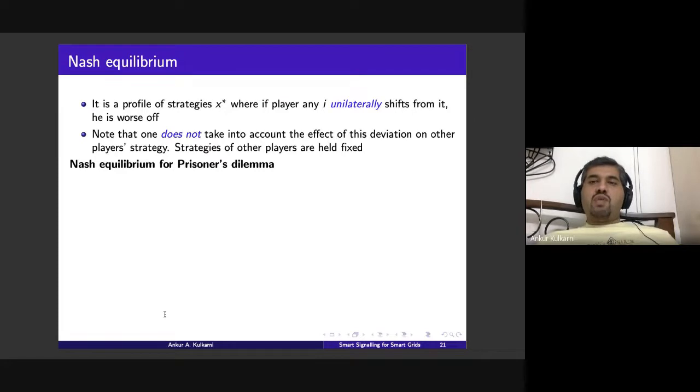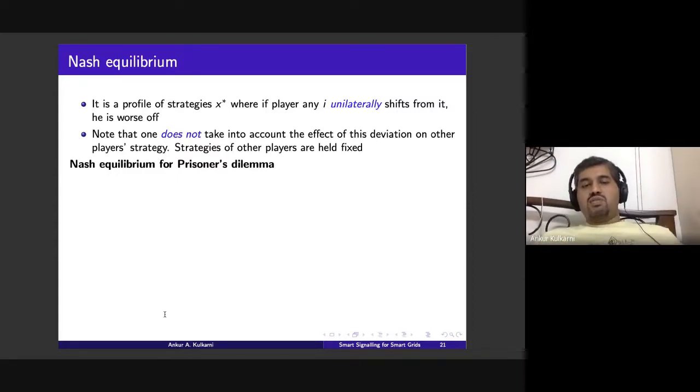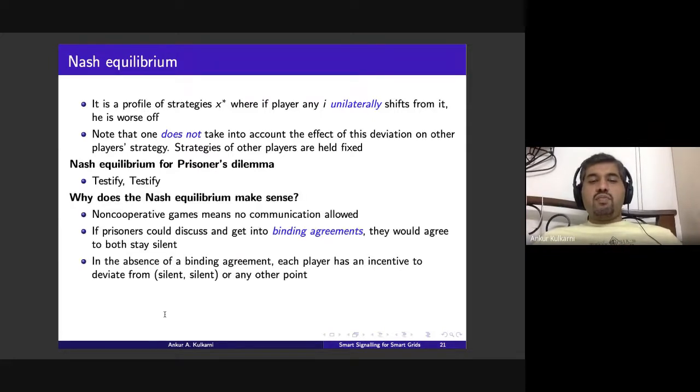So effectively, what this is saying is that a Nash equilibrium is a point at which once you're dropped there, no player would want to move out of it unless others possibly change. It's a stalemate. If the others are not changing, I'm not changing. That's what it says. So let's look at, for example, the prisoner's dilemma.